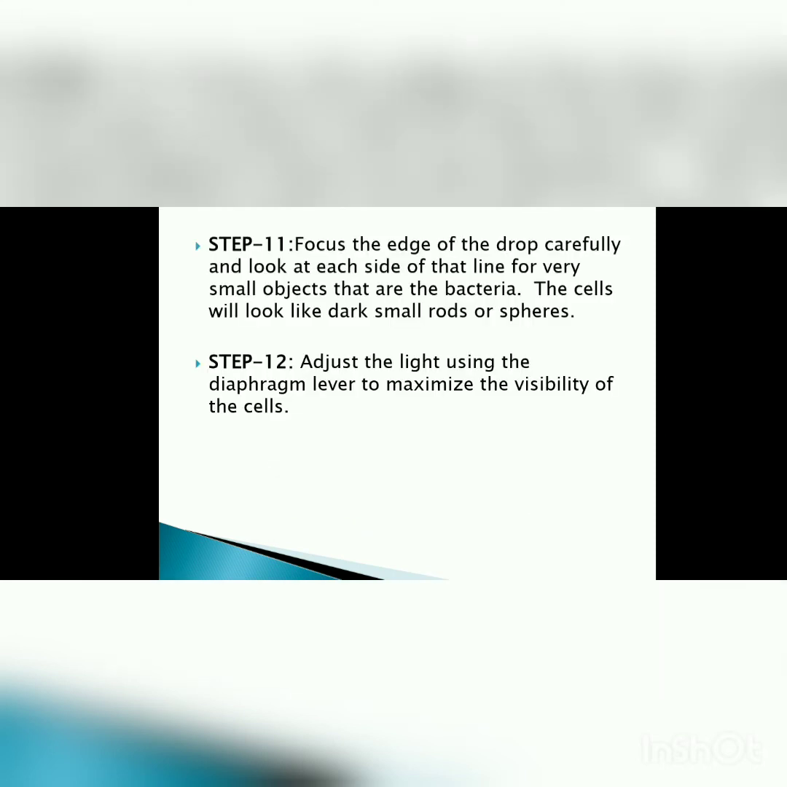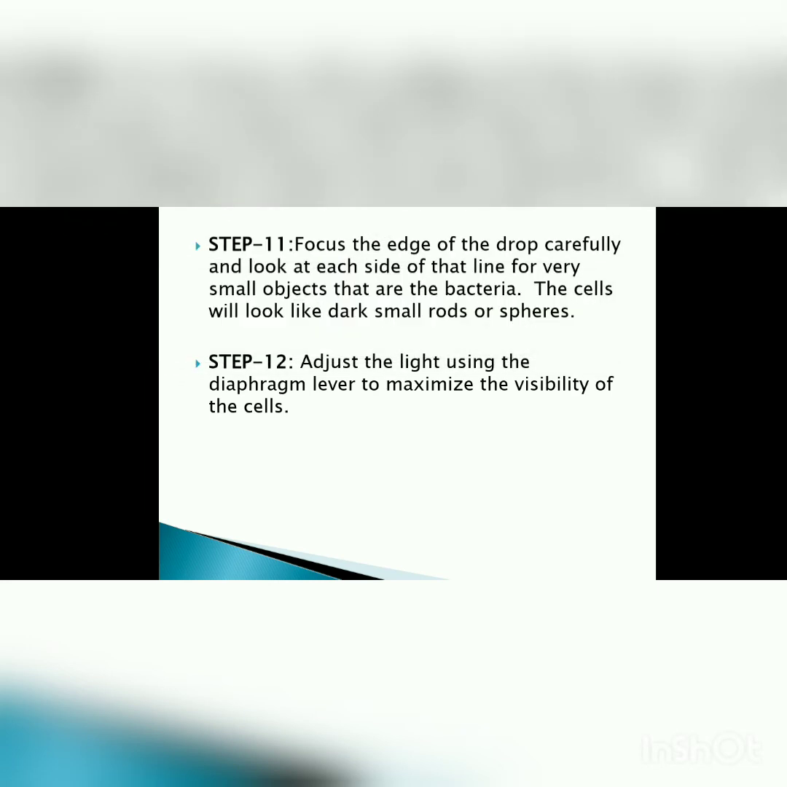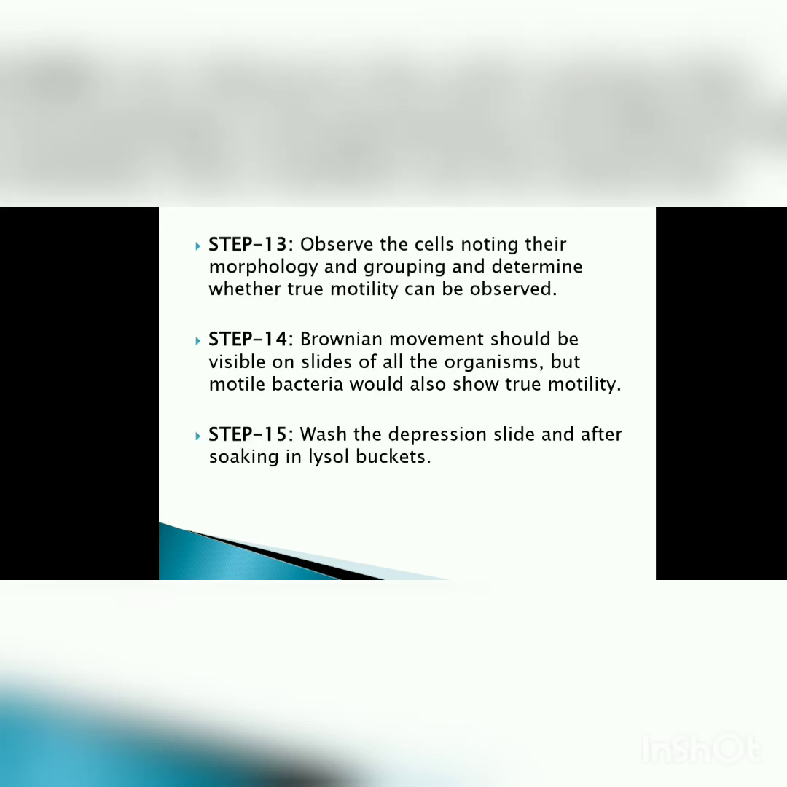Step 11, focus on the edge of the water droplet carefully and look on each side of that line for very small objects that are bacteria. The cells will look like dark small rods or spheres. Then step 12, adjust the light using the diaphragm lever to maximize the visibility of the cells. Observe the cells, noting the morphology and grouping, and determine whether true motility can be observed.